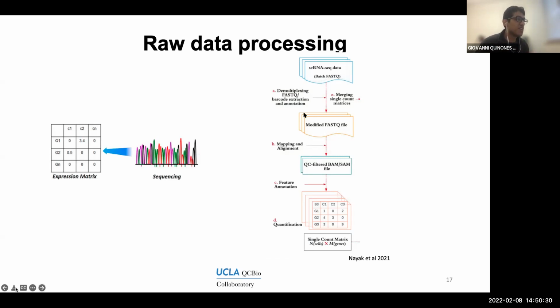In this series of steps, what we're doing is converting this raw sequencing signal, which starts over here in the form of FASTQ files, into our expression matrix, which, like I mentioned before, will be our starting point for the more advanced part of the analysis.